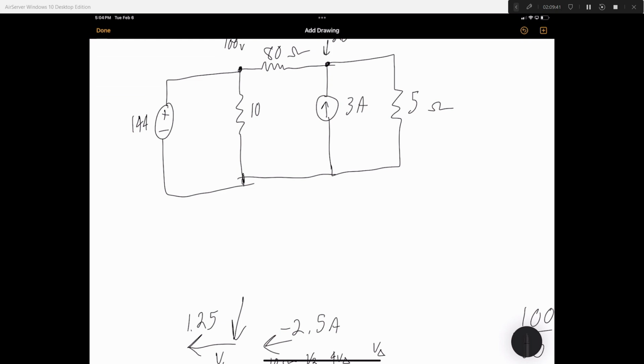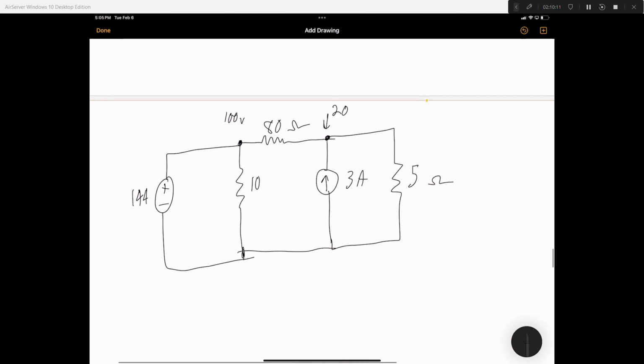What could it be then? What could it be? Well, we know as we go from V2 to V1, V2 being 20, the other one being 100, divide that by 80. We have negative 1 going that way, so let's invert it. We have 1 amp going that way.